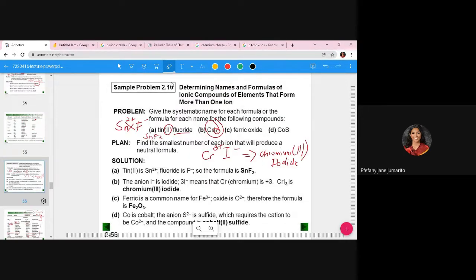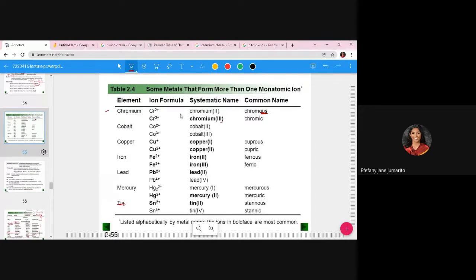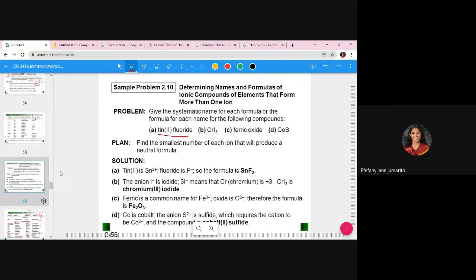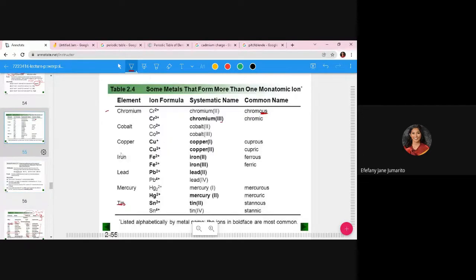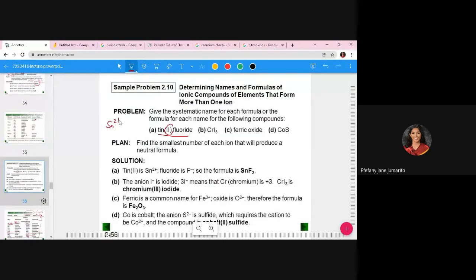Okay. So let's name. We have tin fluoride. In this case, letter A, tin fluoride, we are going to write the chemical formula. Tin fluoride, which tin? Tin 2. So we have tin 2 is Sn 2 plus. Then the fluoride is F minus. Okay, then cross multiply.